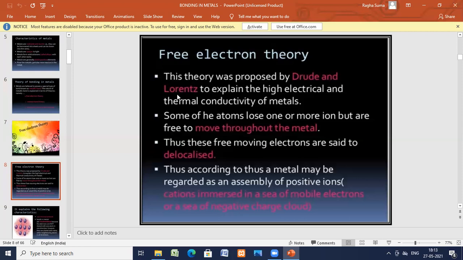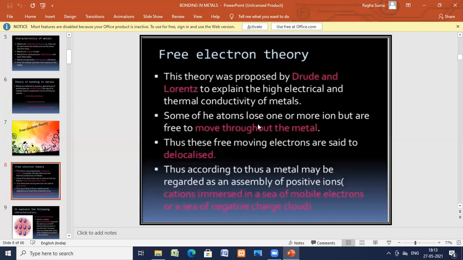After stating these postulates, the acceleration gained by the free electron can be given as a = eE/m, where e is the charge of the electron and m is the mass of the electron. So the acceleration is the charge by the mass of the electron. This theory explains the high electrical conductivity and thermal conductivity of metals.